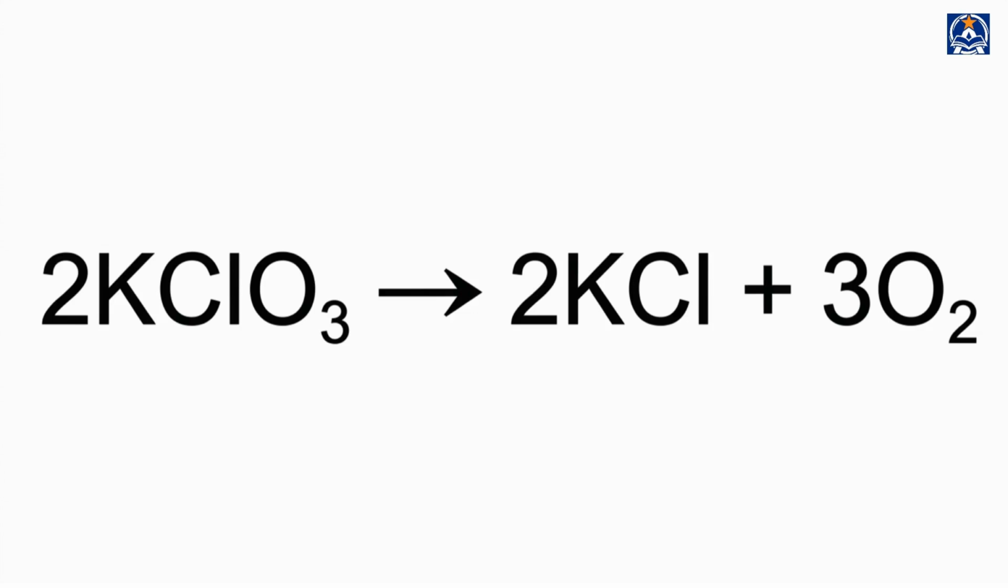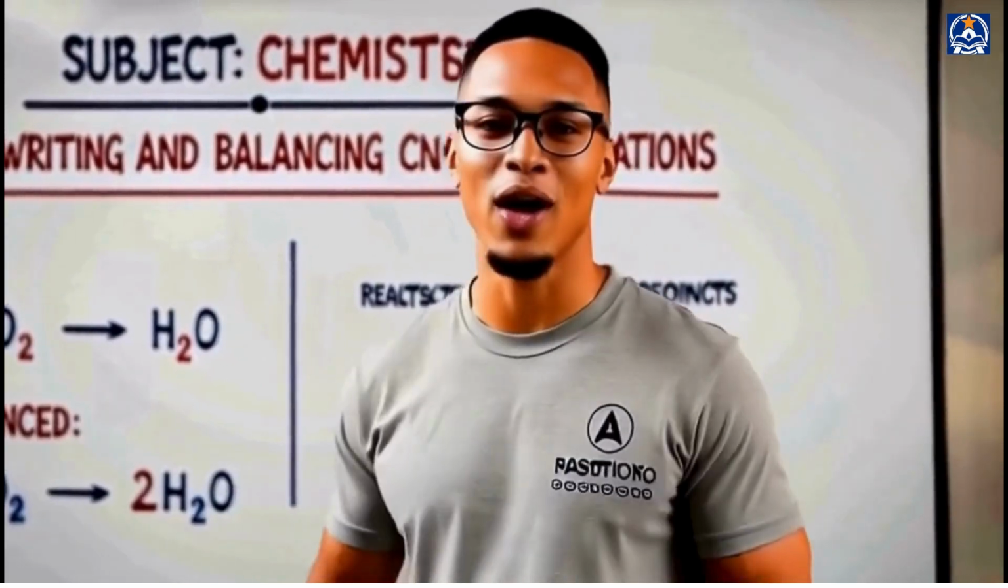Now let's check. Potassium, 2 and 2. Chlorine, 2 and 2. Oxygen, 6 and 6. The equation is balanced. Example 4.